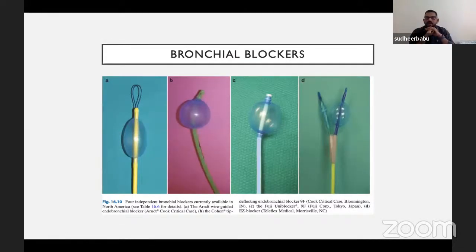Just names are enough. Cohen and PGNE blocker and EZ blocker, sir. Okay. So which type of blocker is available at your hospital where you are working? Did you see any bronchial blocker there? No, sir, we have only DLT.